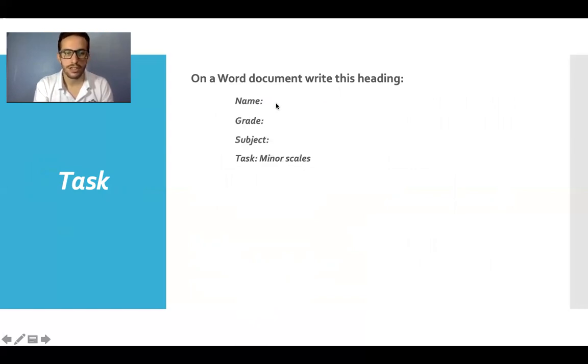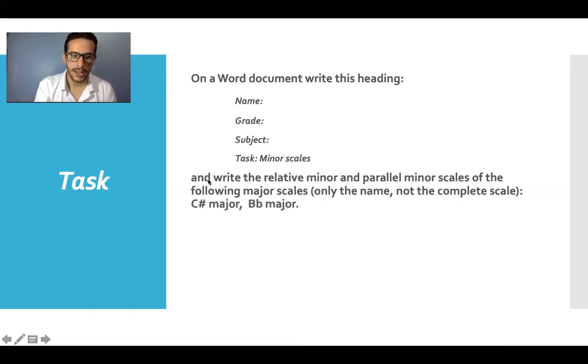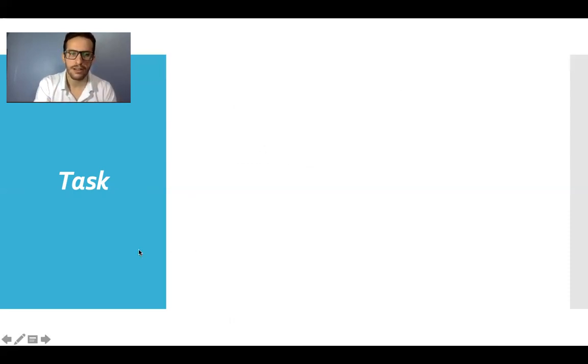So your name is going to be, for example, John Doe. Your grade is going to be 7th, 8th, 9th, whatever. Your subject is going to be songwriting, or intro to songwriting, or songwriting 1, songwriting 2, songwriting 3, whatever. And then your task is already given, minor scales. And then you're going to write the relative minor and parallel minor scales of the following major scales. You're only going to put the name, you're not going to put the complete scale. So it's exactly what I did here.